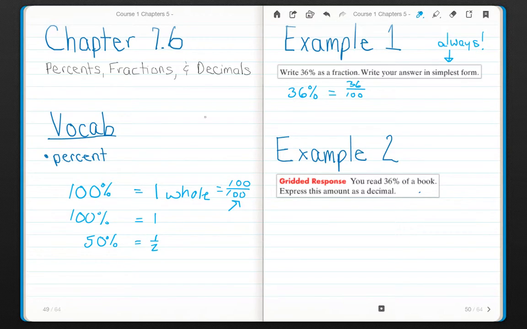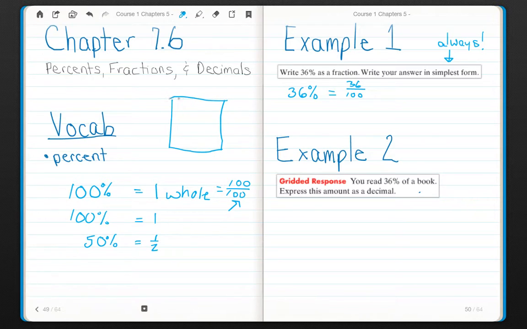If you think of a hundreds grid, a hundreds chart, okay, we're going to pretend this is broken into hundredths, even though it's really not. So I have 100 little spaces. 1 whole is 100%. I'm going to color in 36 of them, and that's my fraction. 36 out of the 100 have been colored in. So 36% equals 36 100ths.